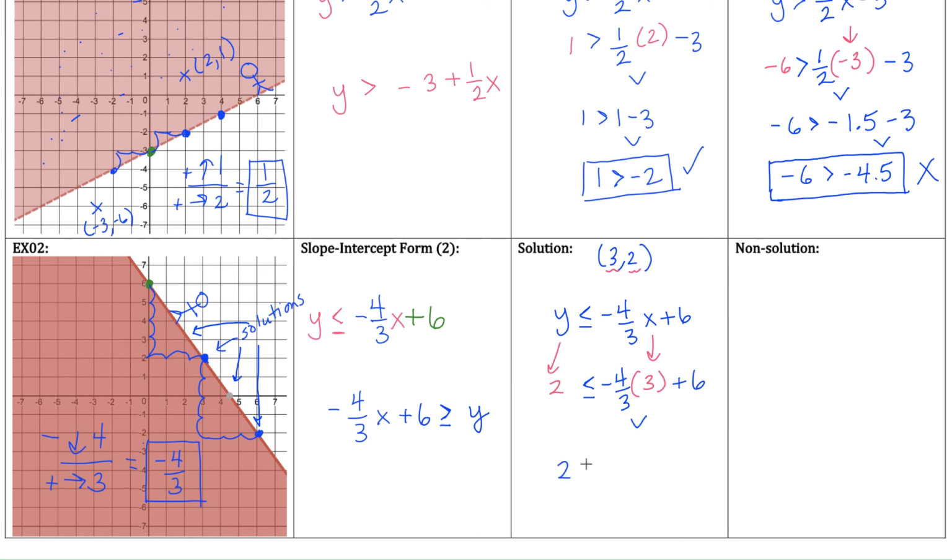And we get 2 is less than or equal to, well, negative times positive is a negative. 4 times 3 is 12 divided by 3 is 4. So 2 is less than or equal to 6 minus 4, which is positive 2. See how 2 is not less than 2, but 2 is equal to 2. All right, so that's a solution. Now let's pick, I don't know, 7, 7.